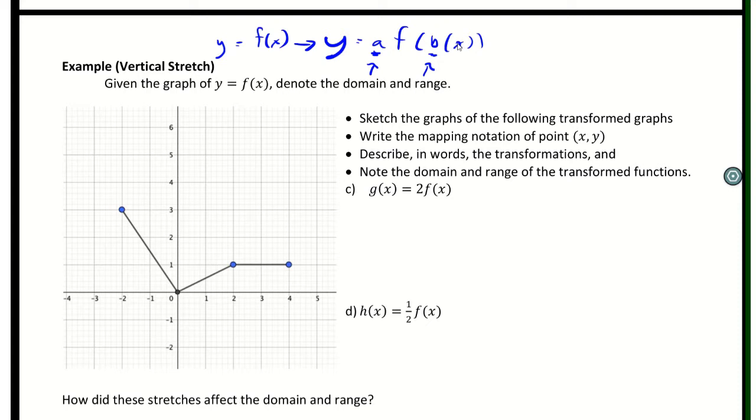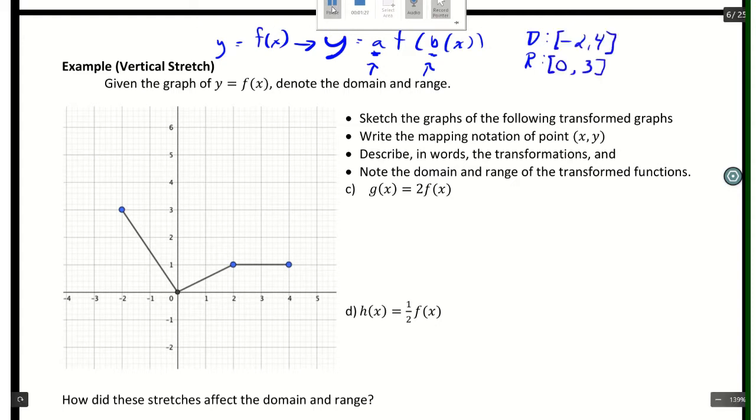Given the graph y = f(x), which is right here, we're going to denote the domain and range. Very quickly, I would like you to do the domain and range. Hit pause and write it down. What I'm getting here is the domain is [-2, 4], inclusive of the endpoints, and the range is [0, 3]. A square bracket means that we include the endpoint. So let's move on to the example.